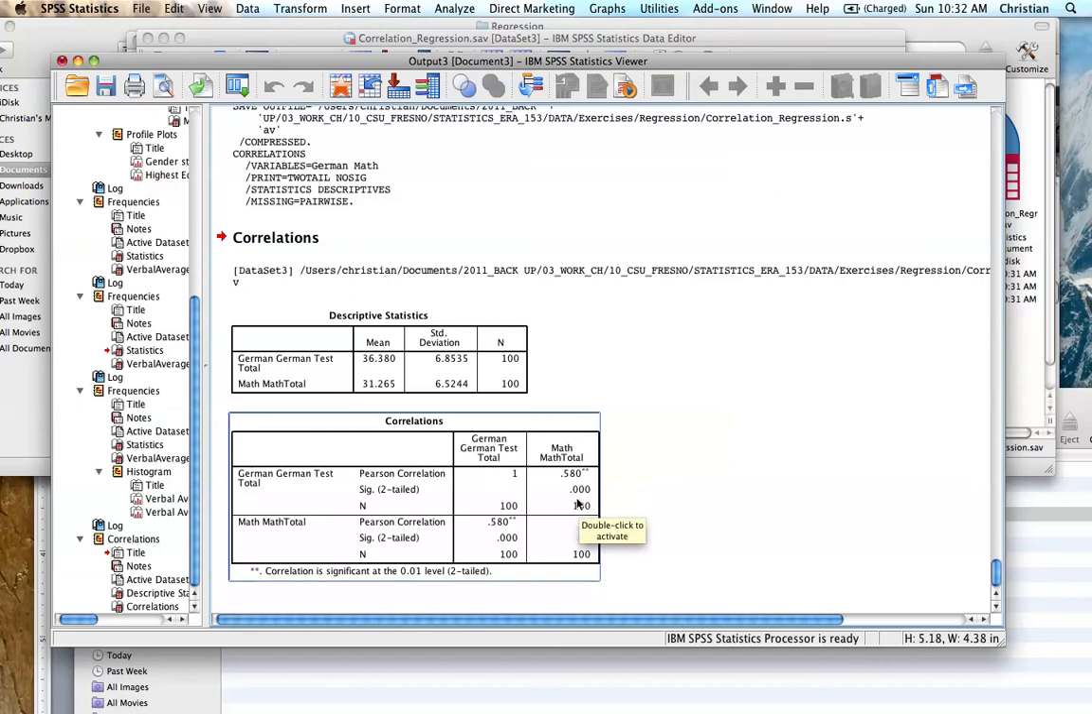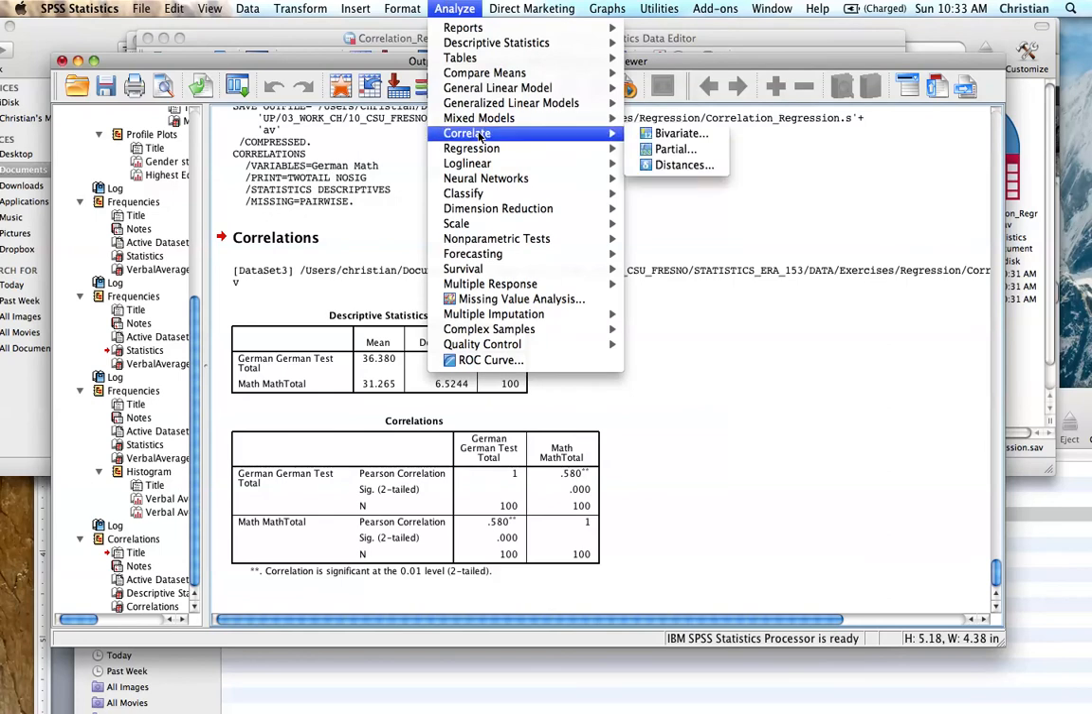So based on these 100 people, the math and the German tests correlate by 0.58, and it's highly significant. It's way below the 0.05 significance level. We reject the null hypothesis that there's no correlation. We go with the alternative hypothesis that there is a correlation. And how strong this correlation is, you have rules of thumb in your book on page 120. You could say what kind of strength this correlation has.